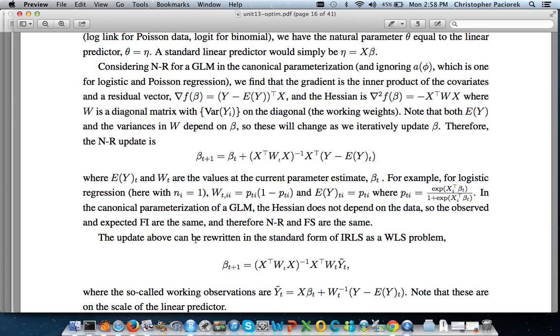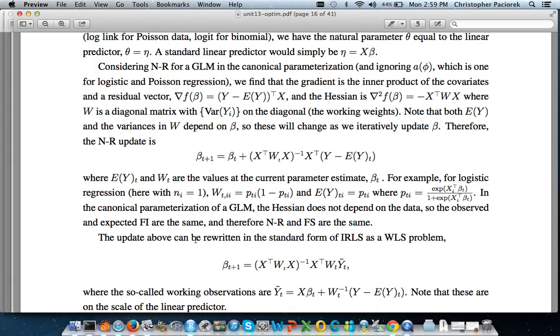And now if I pull out my (X transpose W_t X) inverse, what I will get is that there's an X transpose W_t, so you can see there's an X transpose W_t here, there's an X here, and I'm going to put in a W and a minus W to cancel out here. And I can get this as X beta_t plus W_t inverse (y minus E of y_t). Let's see if we get that right. Okay.